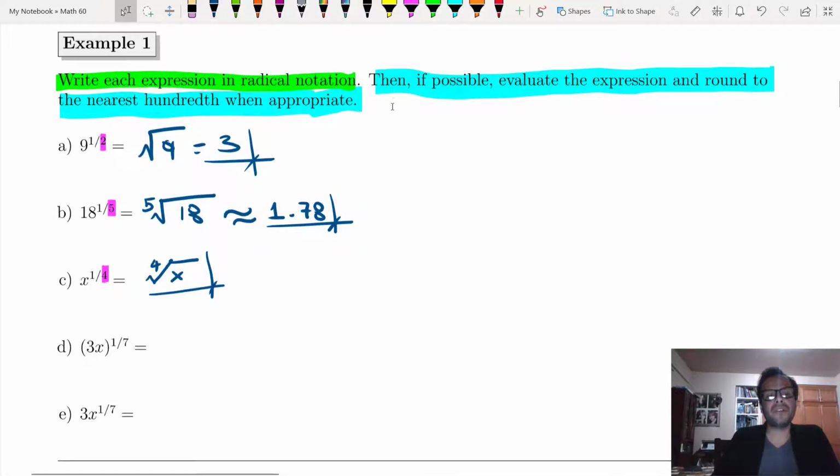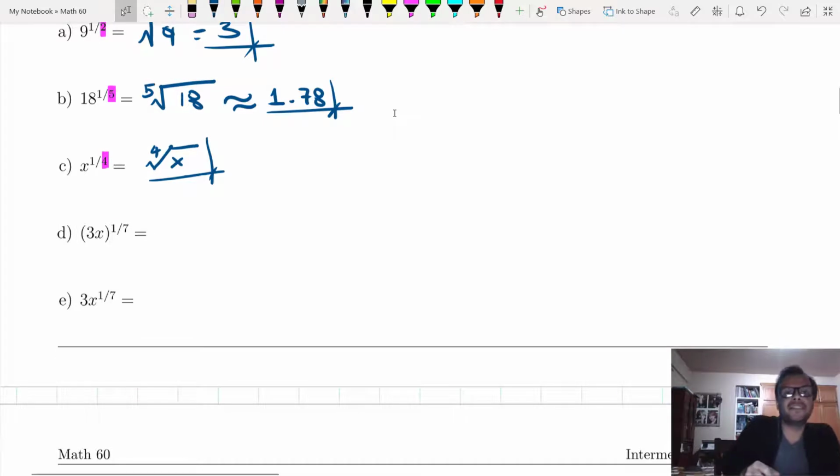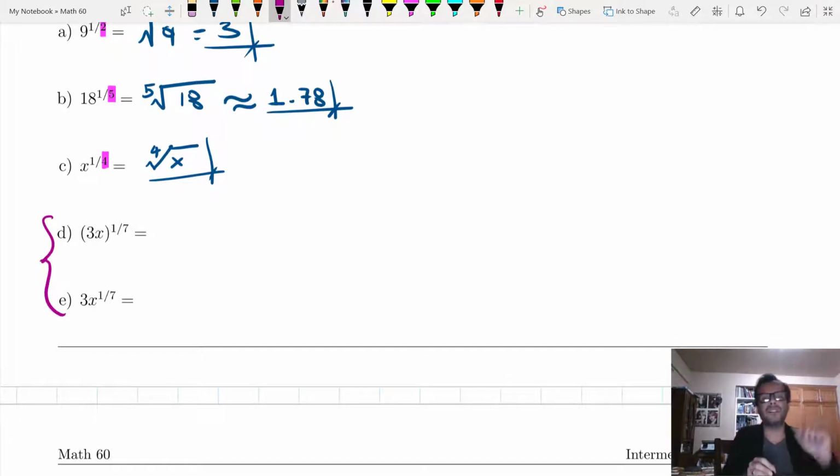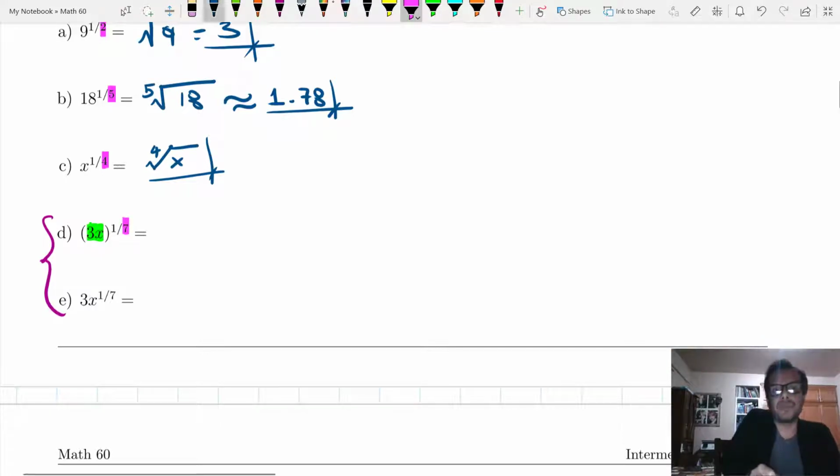All right, be very, very careful with letters D and E. Notice the similarities between the two of them. However, notice that for letter D we have some quantity raised to the 1/7 power, whereas for letter E it's only the letter x. In this case, the entire quantity 3x is raised to the 1/7. The index of the radical will be 7.